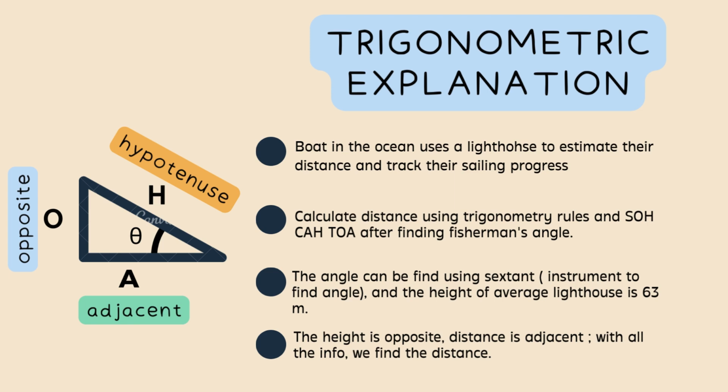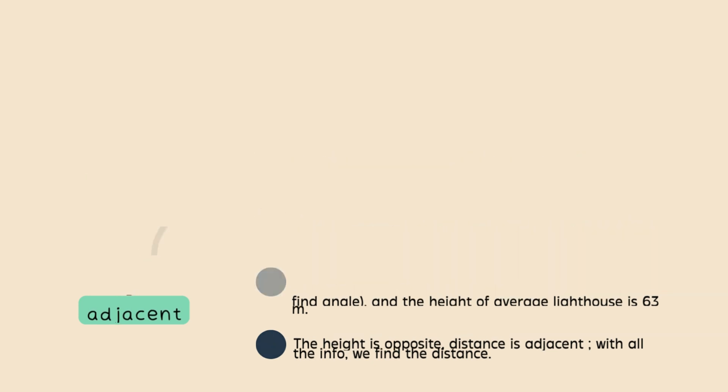Using a sextant to measure the angle from the fisherman's viewpoint and armed with the lighthouse's average height of 63 meters, sailors use trigonometric principles like SOHCAHTOA to calculate the distance. By matching up the height as the opposite and the distance as the adjacent, trigonometry unlocks the secret of the sea, helping sailors steer confidently and stay on track with precision.